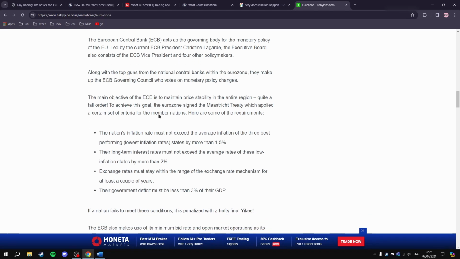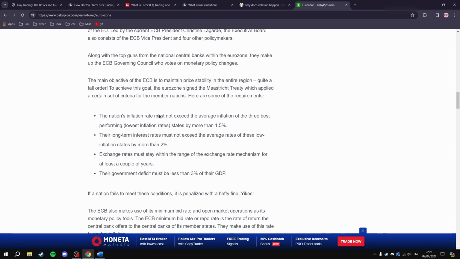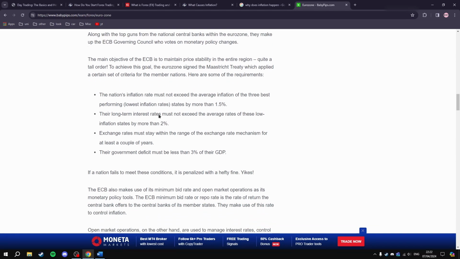Monetary and fiscal policy. The European Central Bank acts as the governing body for the monetary policy of the EU, led by the current ECB President Christine Lagarde. The Executive Board also consists of the European Central Bank Vice President and 4 other policy makers. Along with the top guns from the national central banks within the Eurozone, they make up the ECB Governing Council, who votes on monetary policy changes.